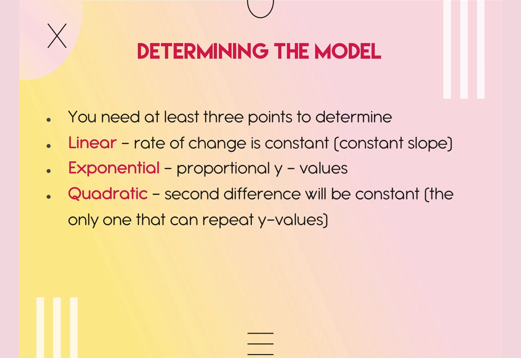If the first rate of change is the same, then it's linear. If you do it again, and the second rate of change, or second difference, is the same, then it's quadratic. And quadratic is the only one that can repeat a y.